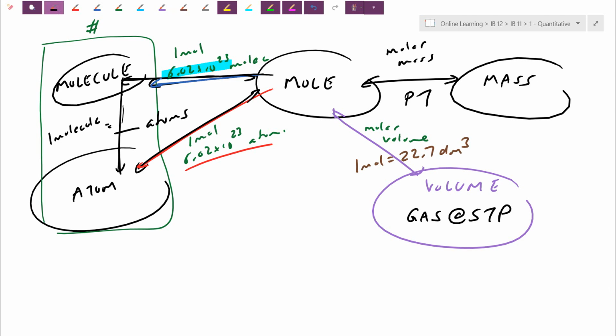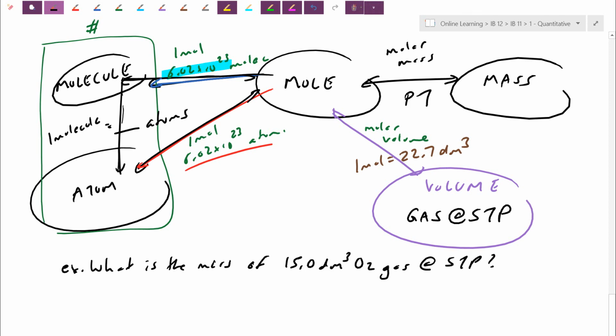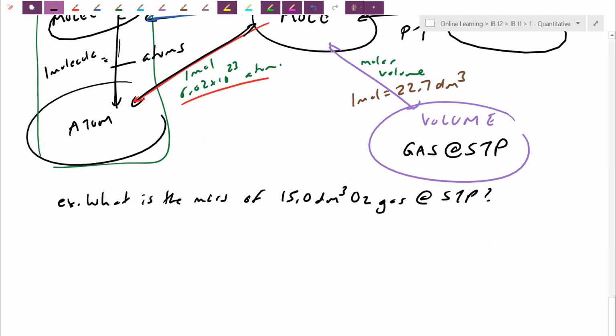So, just for some practice, I want you to see if you can calculate. I want you to find for me what is the mass of 15 decimeter cube of oxygen gas at STP. And I want to know here too, what is the total number of atoms in 3.6 moles of ammonia.